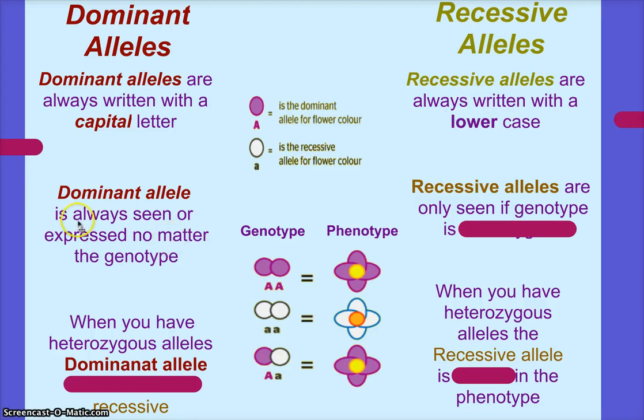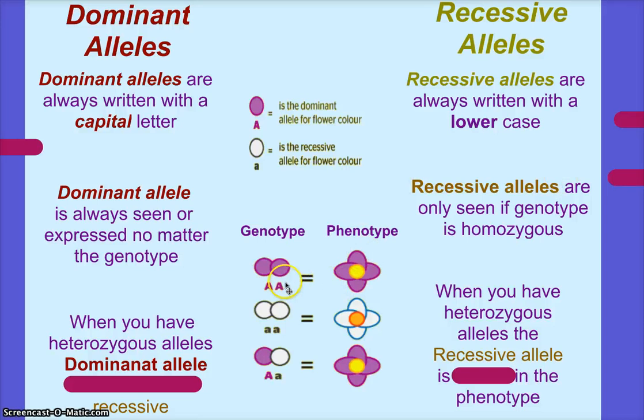I wrote here, if you have a dominant allele, no matter what genotype you are, you express that trait, okay? If you have recessive alleles, the only way you can see the recessive trait is if you're what? So you have to have 2 lowercase letters. You have to be homozygous for that gene trait. So you have to have 2 lowercase letters because recessive is lowercase.